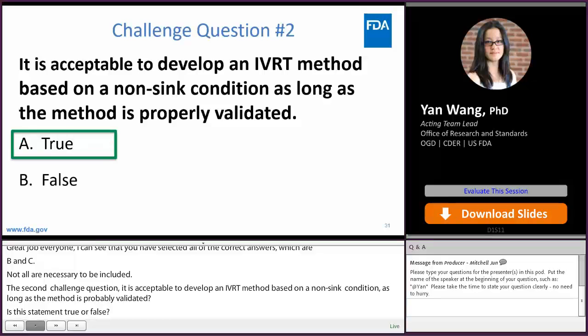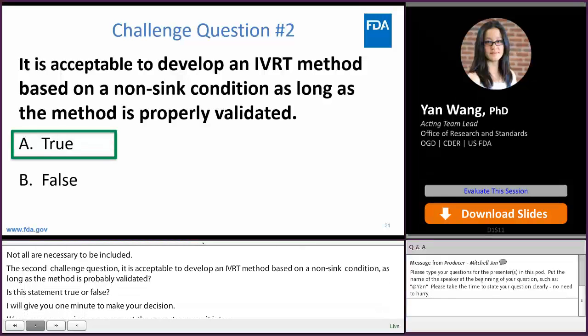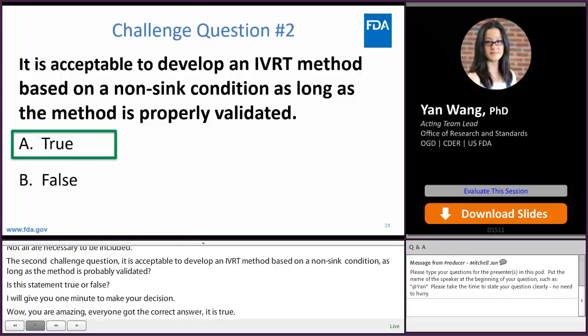Wow, you guys are amazing. Everyone got the correct answer. It is true. It is acceptable to develop an IVRT method based on a non-sink condition as long as the method is properly validated.